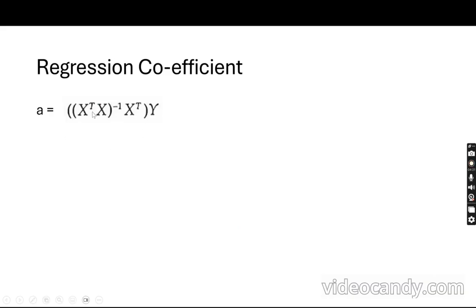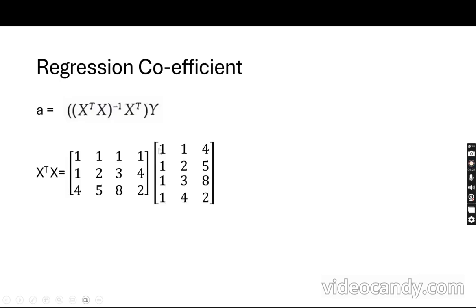The x transpose, as you all know, can be formed by converting the rows into columns or columns into rows. So this is your x, and the x transpose formed from x is displayed here, and after performing matrix multiplication you get the value for x transpose x. This is the resultant matrix for x transpose x. Then we have to find the inverse of the resultant matrix.